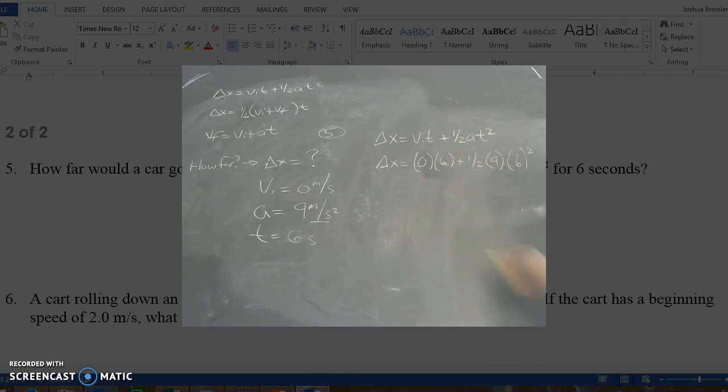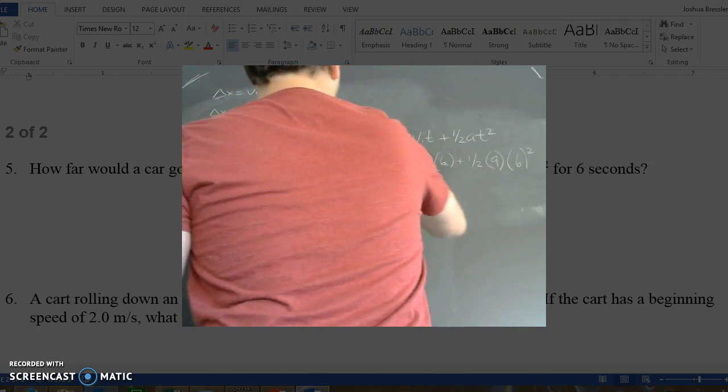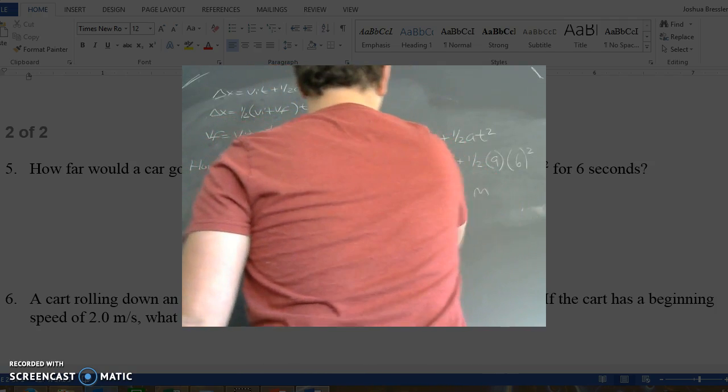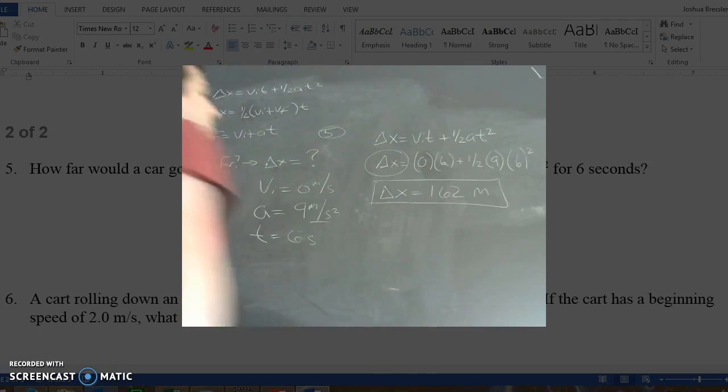And at this point, because delta x is already by itself on that side of the board, we can solve just by typing directly into a calculator. So if you type in what we have up here into a calculator, you should find that the delta x in this situation is 162 meters as a final answer.